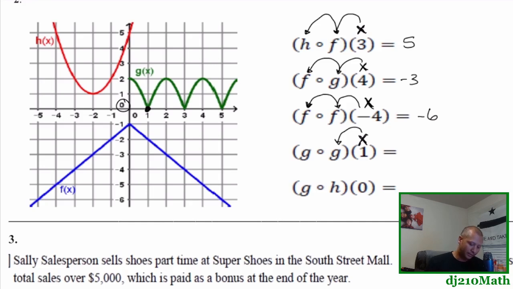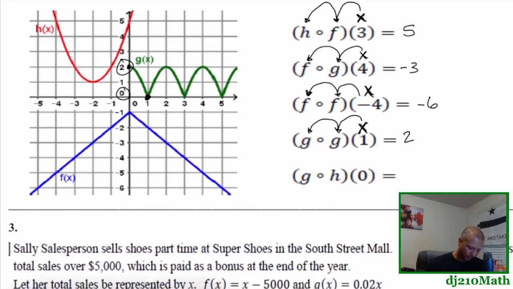So that's my new x input for g again. So when x is 0, g is going to be +2. All right, last but not least, when x is 0, we're looking at h. So when x is 0, h is +5. So +5, that's now going to go into g, because we went to h and now we go to g. So +5, when x is +5, in g, the y is 0.